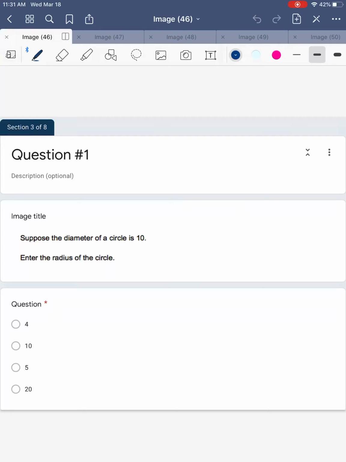Hi, so this is question number 1 on the area and circumference of circles assignment. Hopefully some of you have already done this, but I'm just going to walk through some of the problems for you. First of all, question 1 says, suppose the diameter of a circle is 10. Enter the radius of the circle.